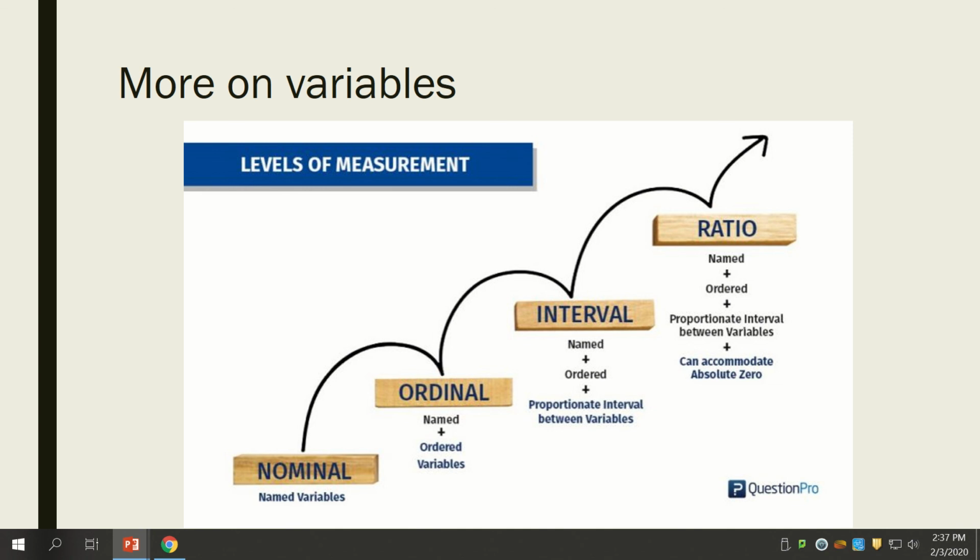So here's something, for example. The classic illustration of an interval variable is temperature.